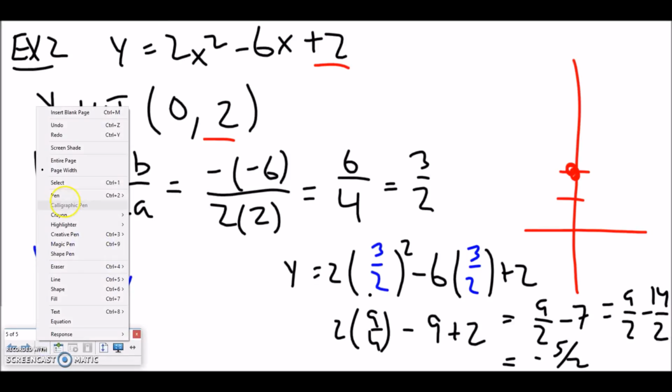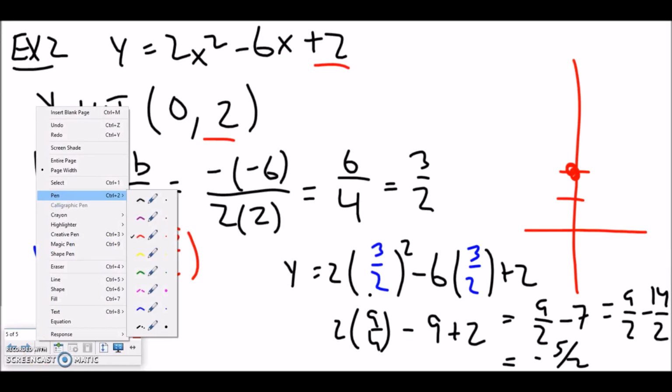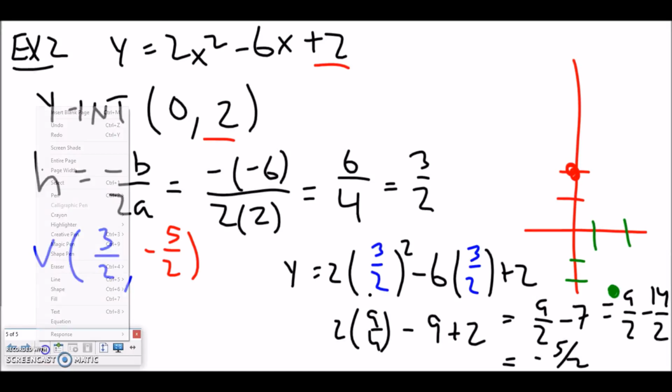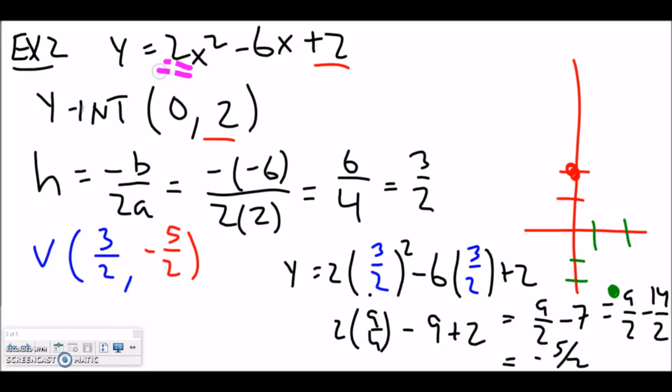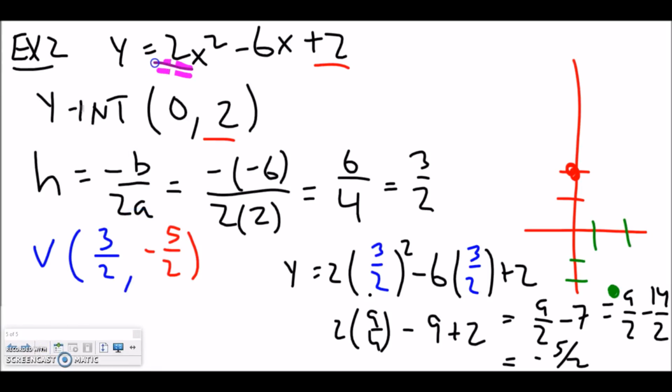So now we have our second part, or our y-coordinate of our vertex. And let's graph that. So 3/2 would be 1.5. -5/2 would be somewhere down there, because that's -2.5. If I want to know which way this opens, I would look at the a term. A is 2, which is positive, so this opens up.